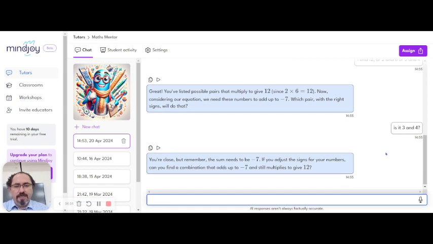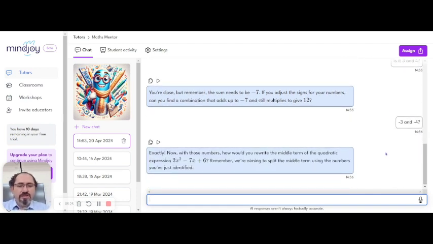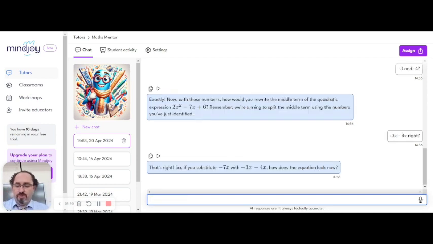Let's see the answer. You're close, but remember the sum needs to be -7. If you adjust the signs for your numbers, can you find a combination that adds up to -7? Yes. -3 and -4. Let's give the correct answer now. Let's see. Exactly. Now with those numbers, how would you rewrite the middle term of the quadratic expression? Remember, we're aiming to split the middle term using the numbers you just, well, it's going to be minus 3x minus 4x, right? Well, the equation will look like 2.